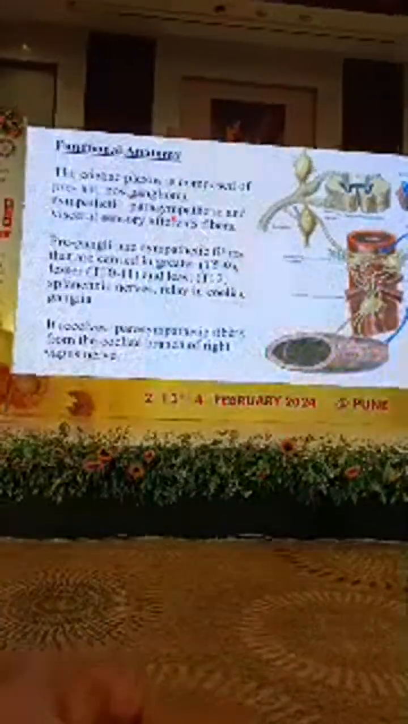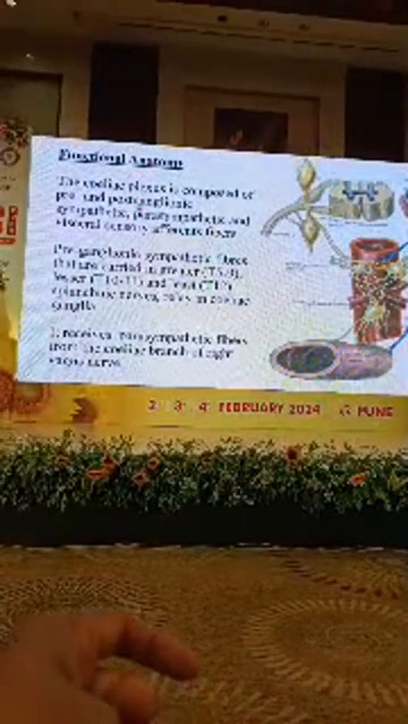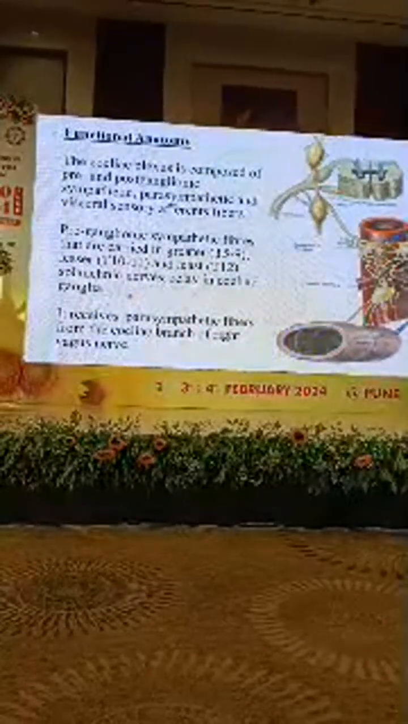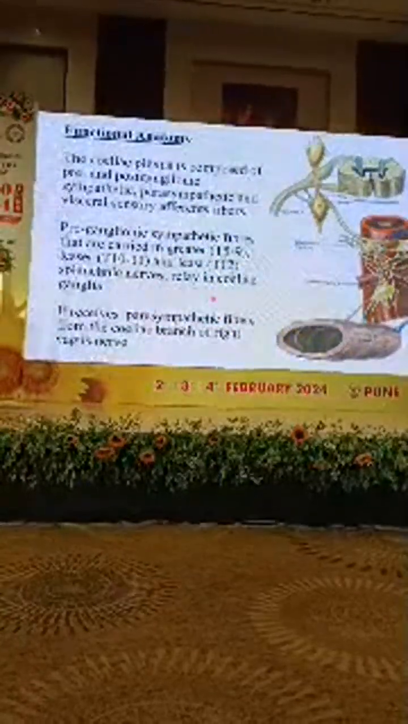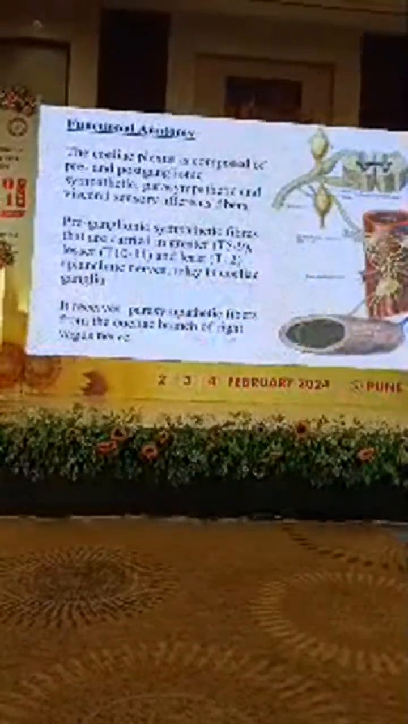Looking at the functional anatomy, the celiac plexus is composed of the pre- and post-ganglionic sympathetic, parasympathetic, and visceral sensory afferent fibers. The pre-ganglionic sympathetic fibers are carried from the greater, lesser, and least splanchnic nerves. They relay in the celiac ganglion. That is the supply from the T5 to T12 sympathetic fibers. And then it receives the parasympathetic fibers from the celiac branch of the right vagus nerve.